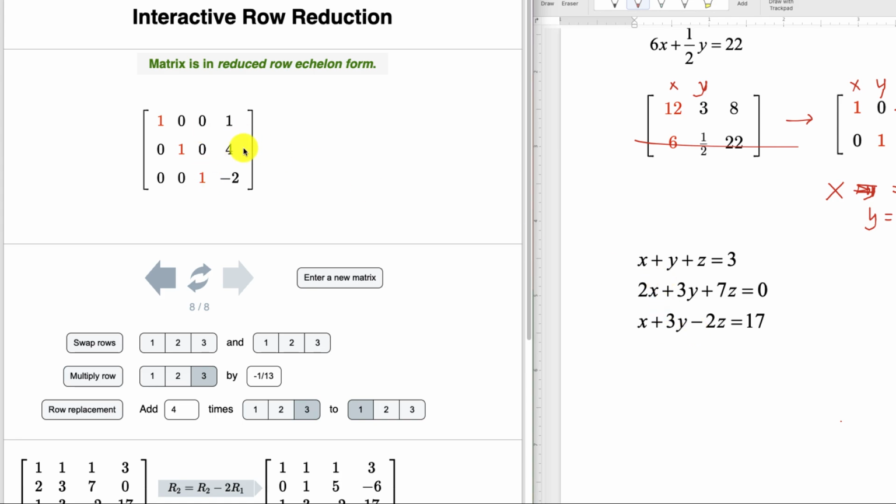So if we check one, let's check the easy one. 1 plus 4 is 5, minus 2 is 3. And if you put the rest in there, they'll all be true statements, because that is the solution. So that's how you complete the Gauss-Jordan elimination procedure using matrices and getting the answer into row echelon form.